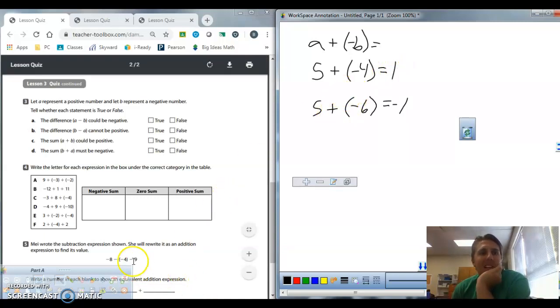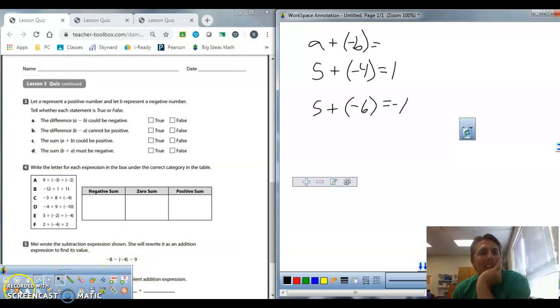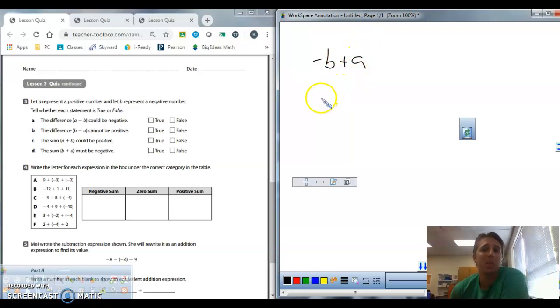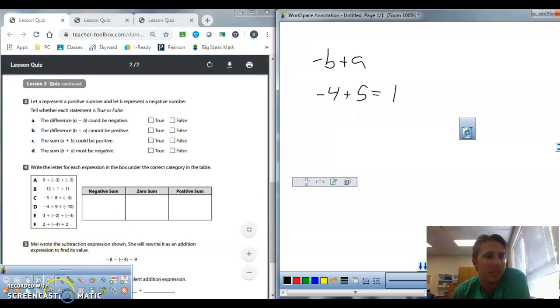Okay? Letter D, the sum B plus A must be negative, okay? All right, so we would have a negative B plus A, and it must be negative? Well, we just used an example that makes that not true, okay? So if you had -4 plus 5, that would be +1. You got more positives than negatives. So that'd actually be false there. It doesn't have to be negative, okay?